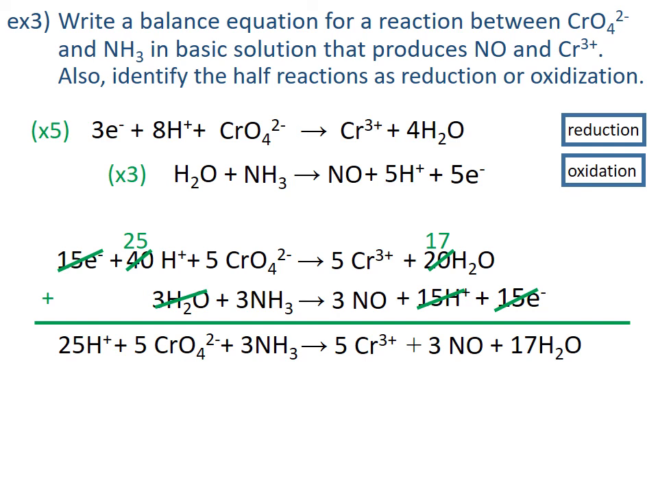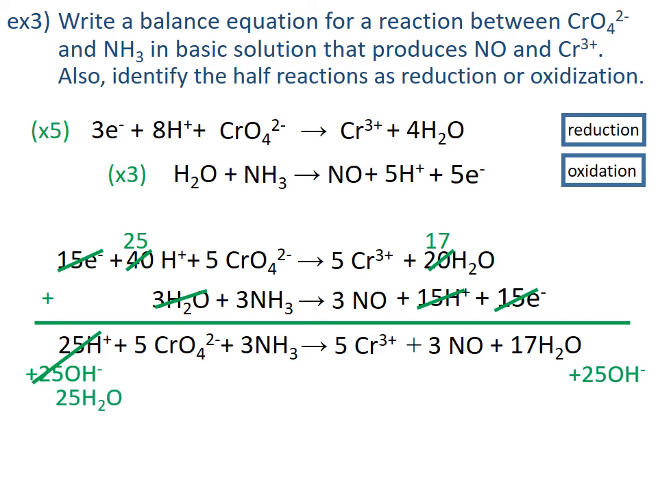Now I have to switch this over to basic solution. Right now I have 25 H pluses. So to switch to basic, I will add 25 OH minuses to either side. When 25 H pluses encounter 25 OH minuses, they make 25 water molecules.